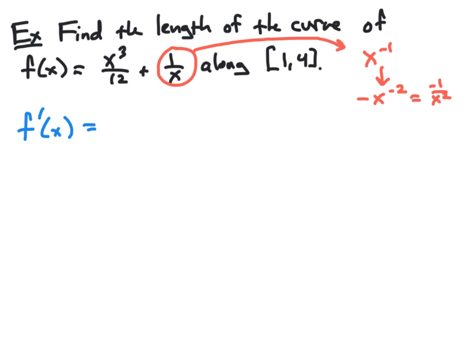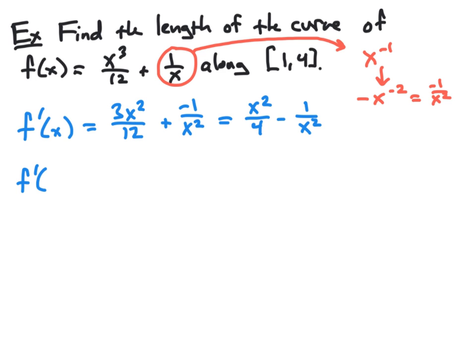And so going back to our function, we have x cubed over 12. The derivative of that will, of course, be 3x squared over 12, which we'll simplify in a moment. And to this, we're going to add the derivative of 1 over x, which is negative 1 over x squared, as we've just seen. And so we can clean this up a little bit, and our derivative f prime of x will be x squared over 4 minus 1 over x squared. So we have this nice clean expression for f prime of x.